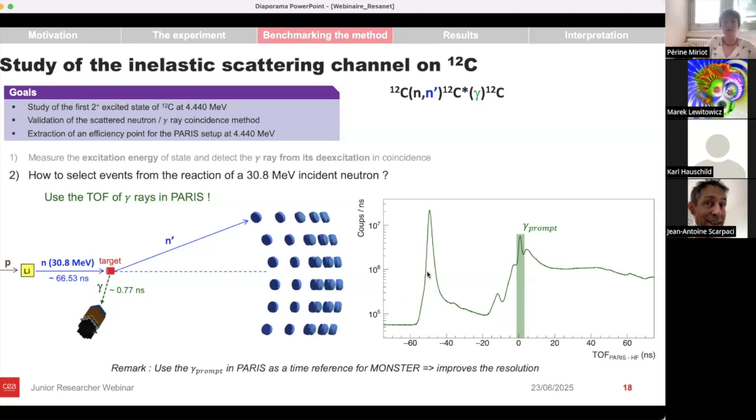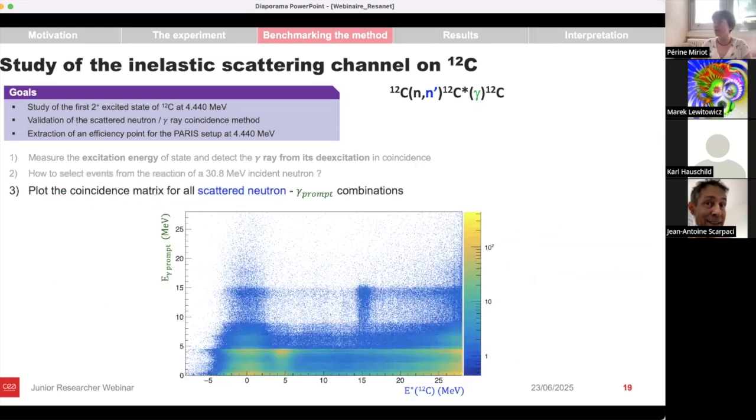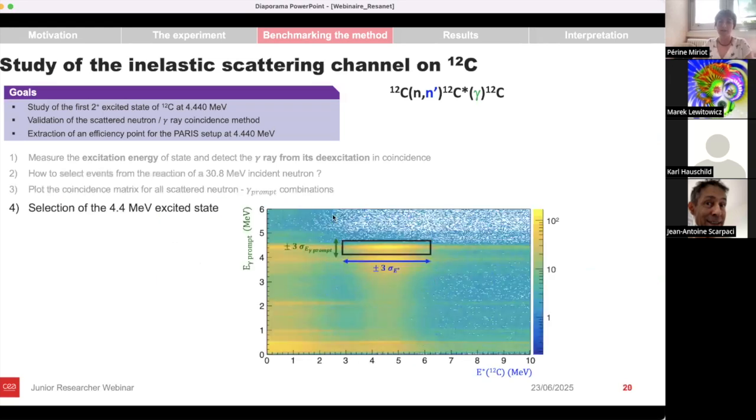And so if we plot the time of flight of the events measured in the PARIS array, which is shown here, we can select the contribution of the gamma rays coming from the interaction of 30.8 MeV neutrons, and that way tag on the incident neutron energy. Those gamma rays here are called the prompt gammas. Once we have the selection, we can plot what is called the coincidence matrix, which gives the prompt gamma energy as a function of the excitation energy. And if we zoom in on the 4.4 MeV energy region, we can select the events of interest via a plus or minus 3 sigma selection on both energy axes.